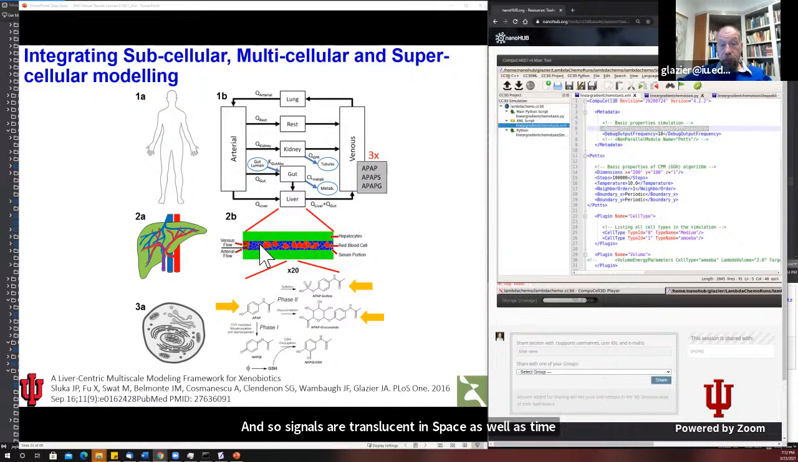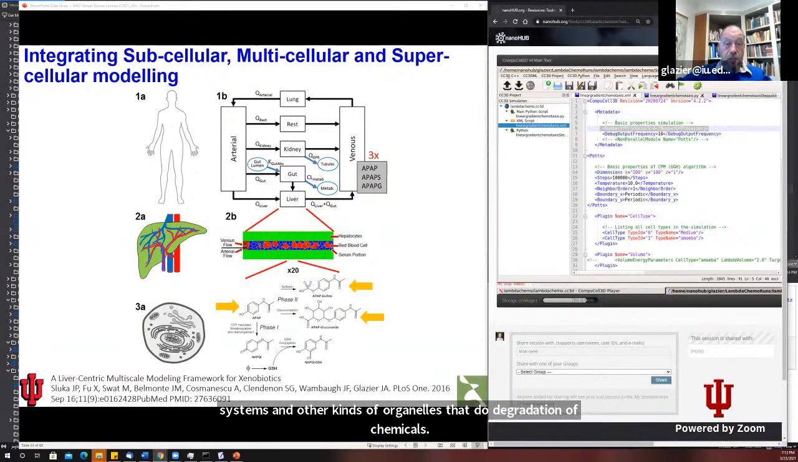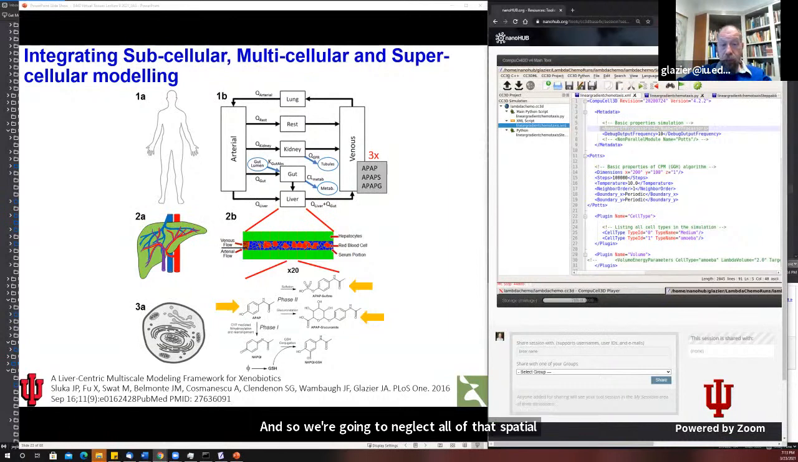Metabolic reactions are often localized to the mitochondria or to other kinds of organelles within the cell, peroxisomes and other kinds of organelles that do degradation of chemicals. And so we're going to neglect all of that spatial heterogeneity within the cell and assume that we can treat the cell as a stirred reactor.